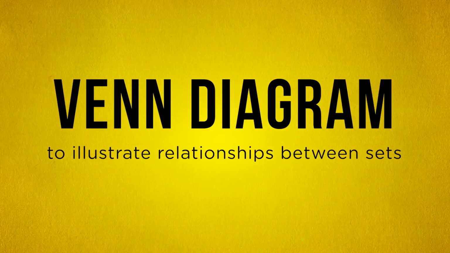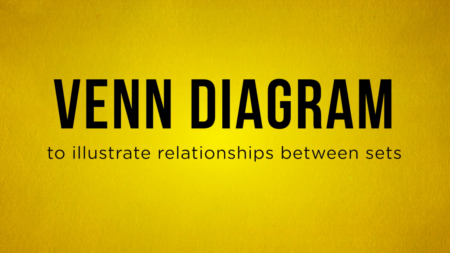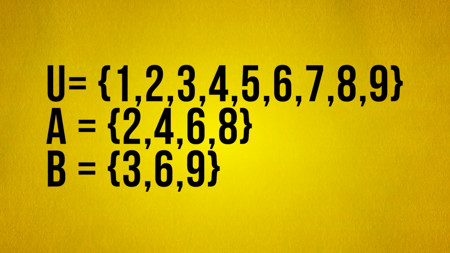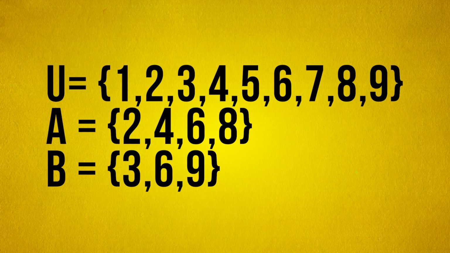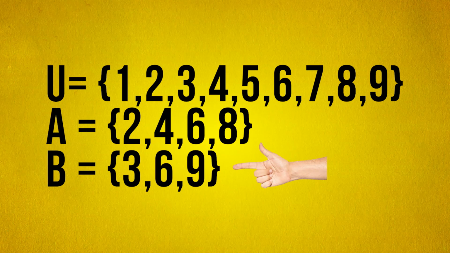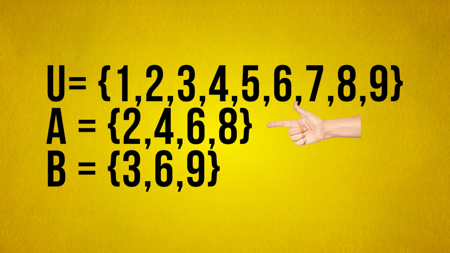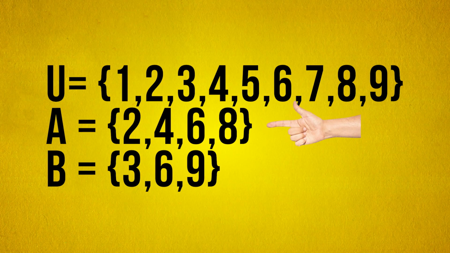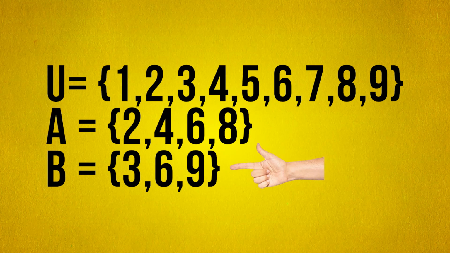To better understand sets, we can visualize them using a Venn diagram. A Venn diagram is used to illustrate relationships between two or more sets. Consider the following example. Here, we can see a universal set containing the numbers 1 to 9. Then, we have sets A and B, which are contained in the universal set. Under set A are the elements 2, 4, 6, and 8, and under set B, 3, 6, and 9.